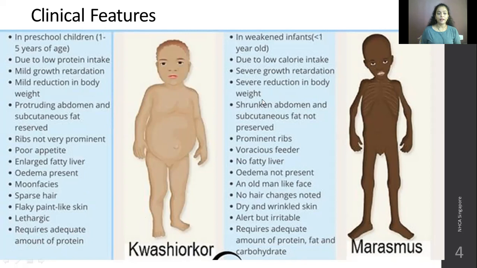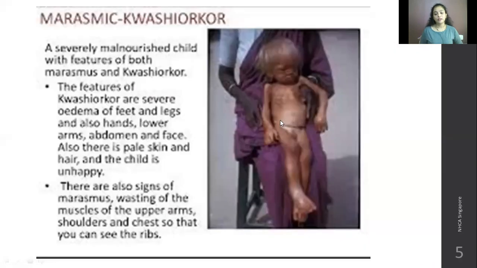So these are the main clinical features you have to understand, how kwashiorkor is different from marasmus. Then we have another case which is called marasmic kwashiorkor. This has a list of signs and symptoms from both these disorders.